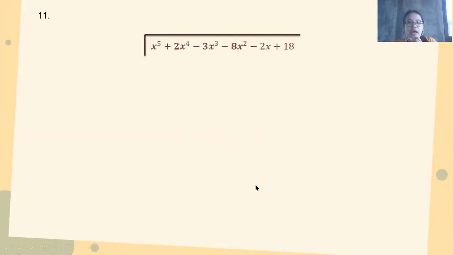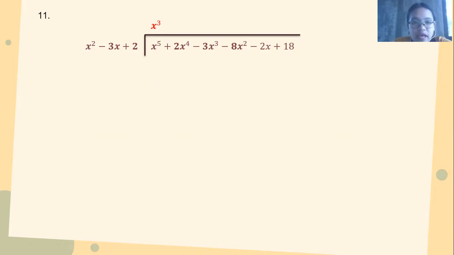So we have here x raised to 5 plus 2x raised to 4 minus 3x cubed minus 8x squared minus 2x plus 18 divided by x squared minus 3x plus 2. So the steps in dividing polynomials: first, we divide our first term here, which is x raised to 5, by the first term of our divisor, which is x squared. x raised to 5 divided by x squared is equal to x cubed.